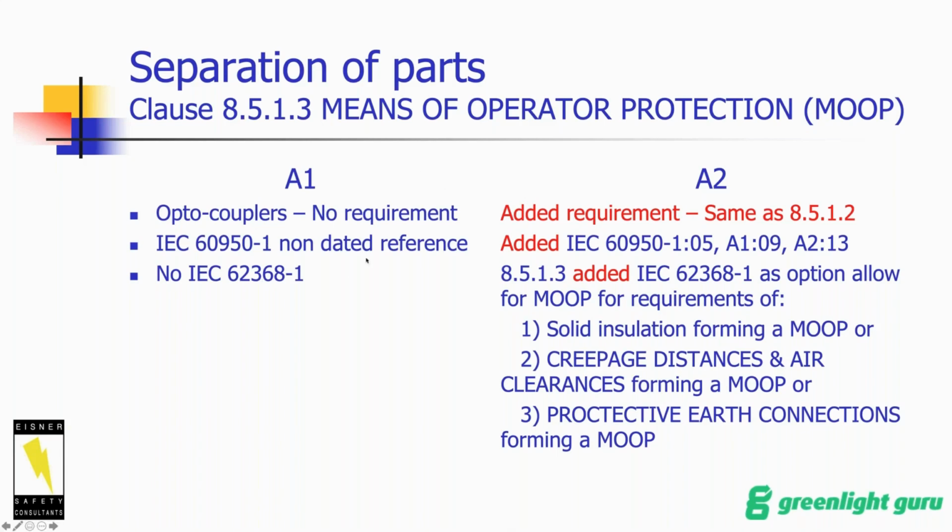So let's see, what do we have here? This is a cleanup clause, and it's similar to what was two slides ago. So added the requirements, same as 852 from two slides ago. Added 60950, just the reference from non-dated to dated. Went from no 62368 to added 62368, and some details. So I'm not going to get into more details on this slide. You can look at it when you get your copy of the standard.